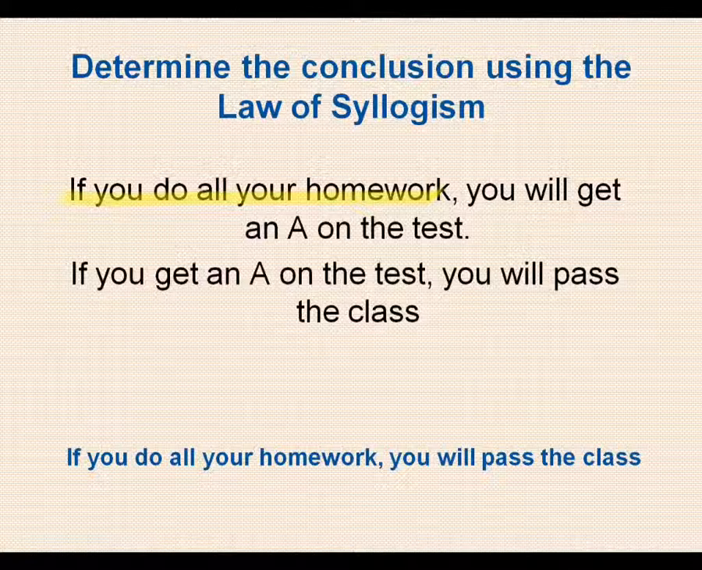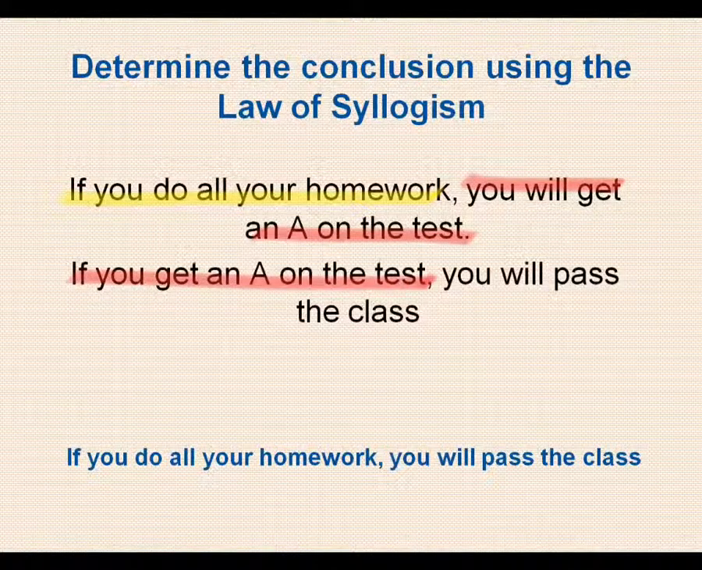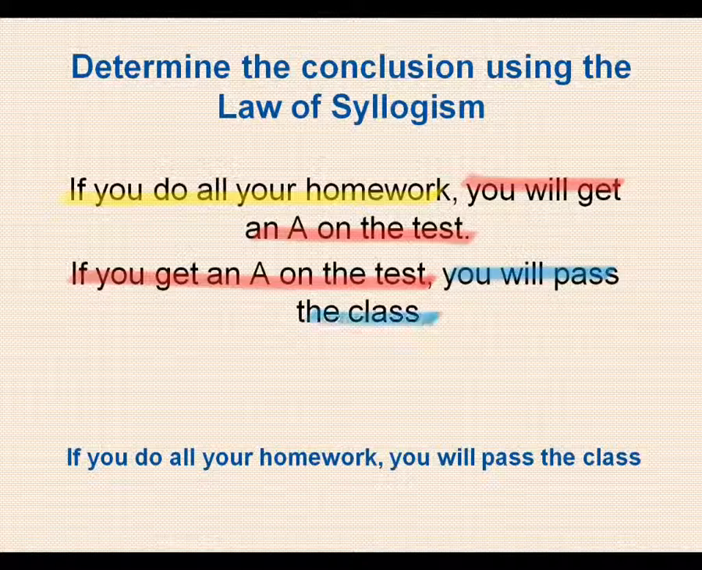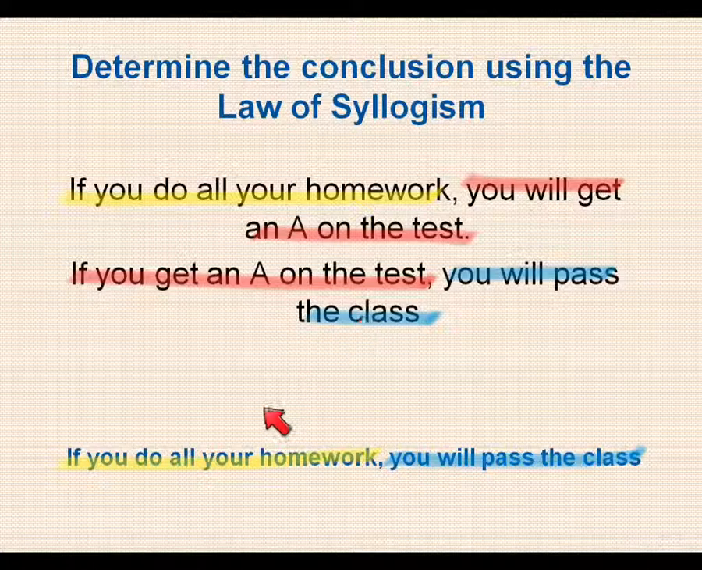If P, then Q. If Q, then R. Therefore, if P, then R. If you do the homework, you get an A. If you get an A, you'll pass the class. Therefore, if you do your homework, you will pass the class. P, then Q. Q, then R. Therefore, P, then R. Okay.